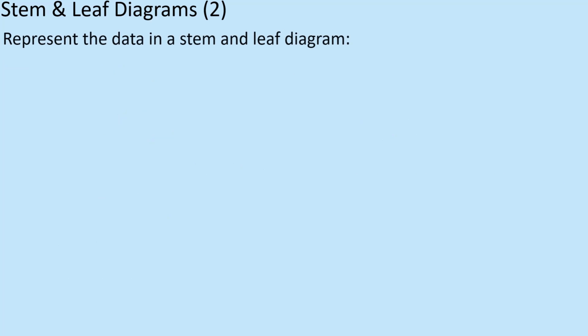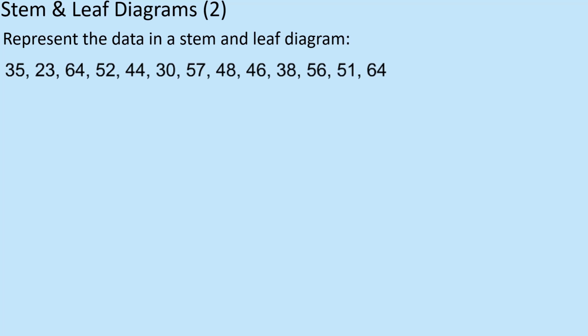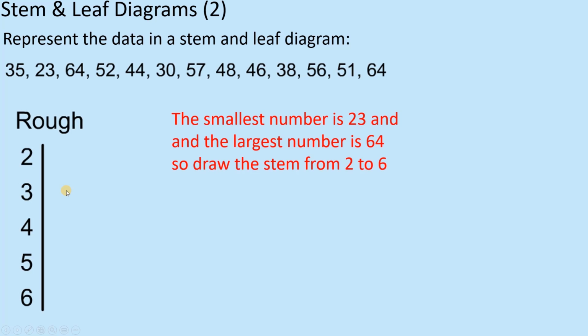Let's look at being given data and then trying to represent it. Here you've got a set of data, and if they ask you to put that into a stem and leaf diagram, the first thing you need to think about is your tens. We've got a 20, a 60, and there's nothing else bigger than that in terms of the tens. So I'm going to need 2, 3, 4, 5, 6 down the left-hand side. Then we're going to go through them and put the units next to each one.